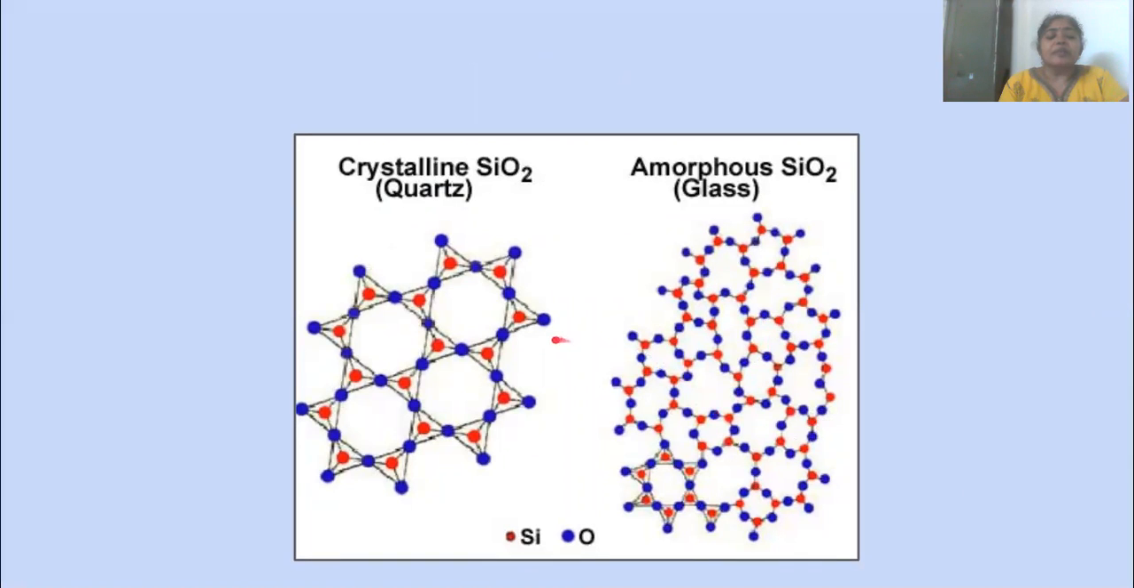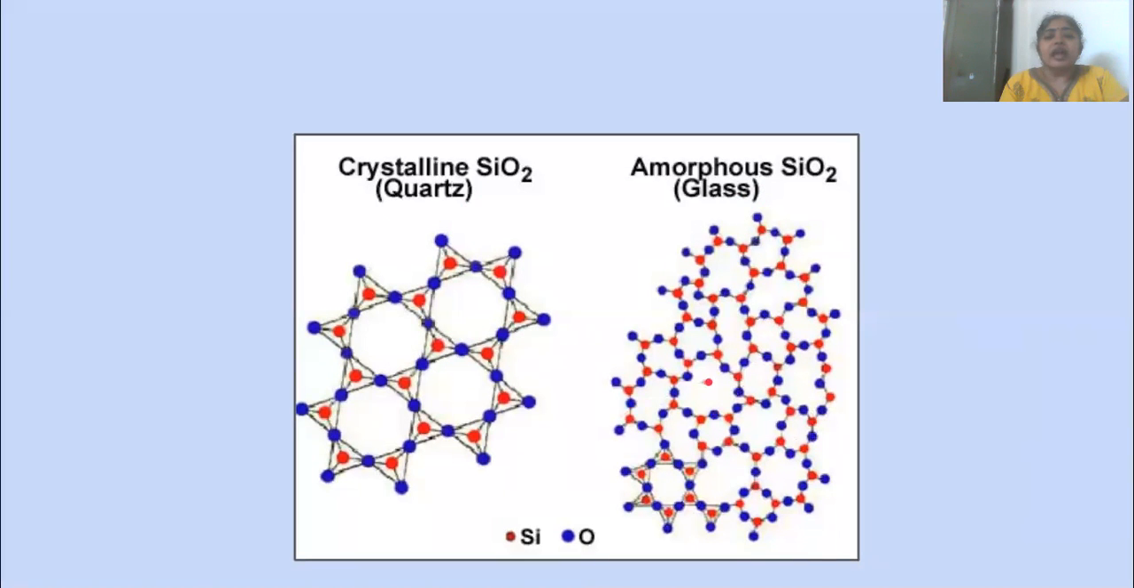Here you can see a comparative picture of a crystalline and an amorphous substance. On the left hand side, you can see quartz, that is crystalline SiO2, whereas on the right hand side is glass, that is amorphous silica. In the quartz, you can see the pattern of arrangement. There is a regular repeating pattern of arrangement of the constituent particles of silicon and oxygen. The red dots denote the silicon, whereas the blue ones denote the oxygen.